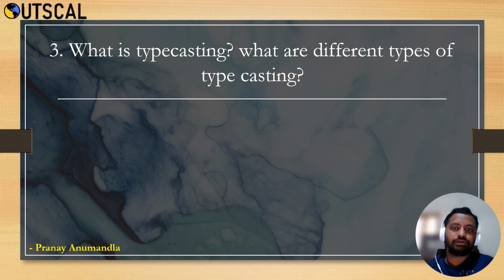What is typecasting? Typecasting is simply a conversion of data type. We can convert a variable of one data type to another type. Different types of typecasting are implicit typecasting, explicit typecasting, upcasting, and downcasting. Implicit and explicit are on variables, upcasting and downcasting on objects.